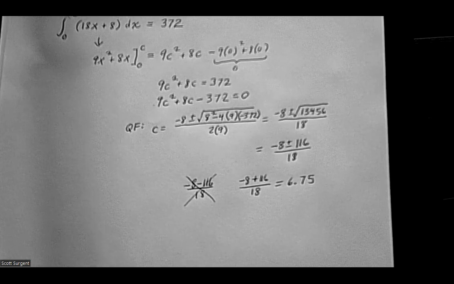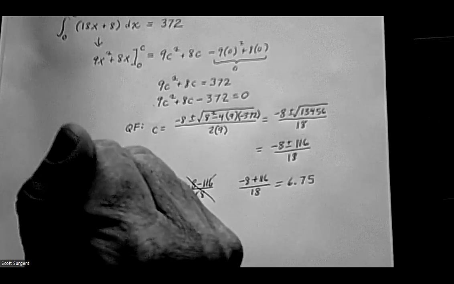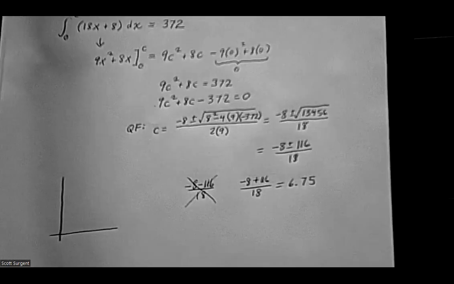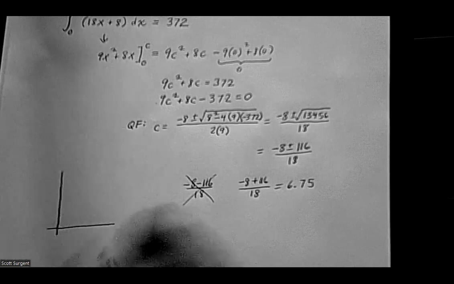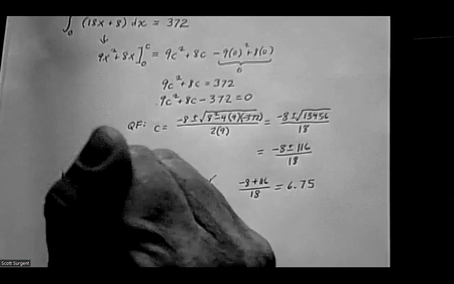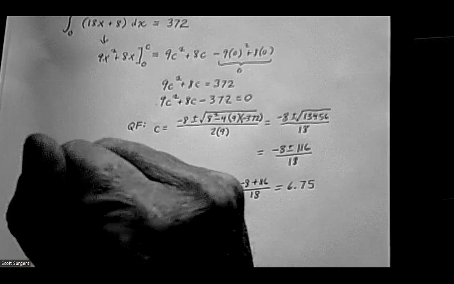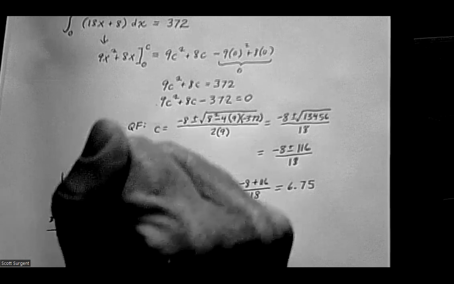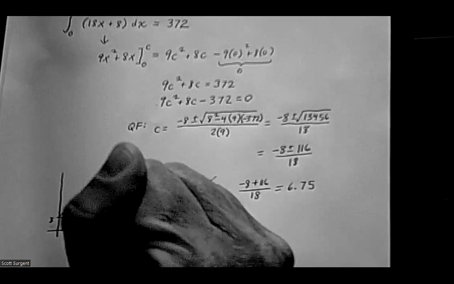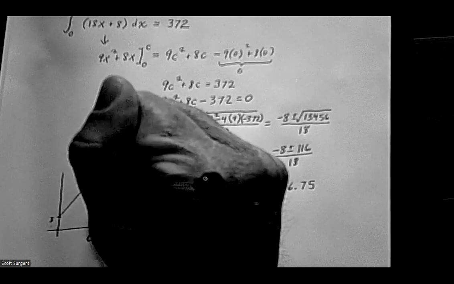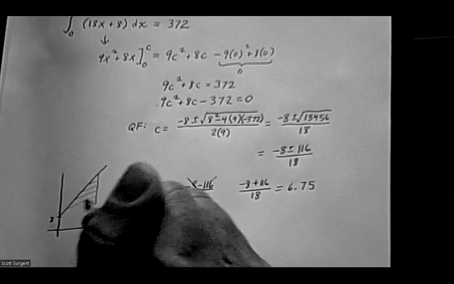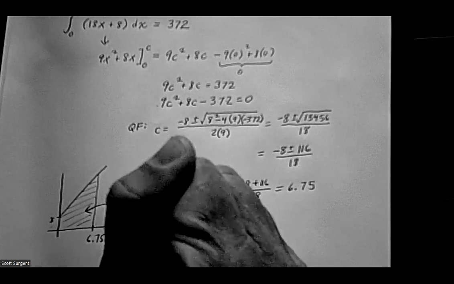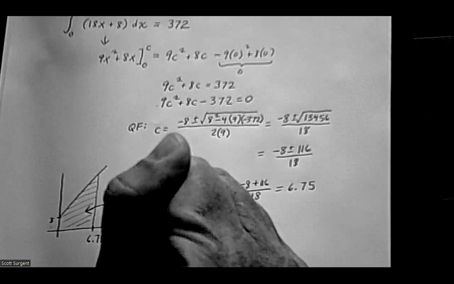I can show you a geometrical way. If you graph the function, it's going to be a line and it's going to pass through 8. And it's going to have a steep slope of 18. So I'm going to kind of fudge it a little bit. It's going to go up like that. Anyway, at 6.75, if you were to integrate from 0 to 6.75, you're going to get an area, a region. That area would be that 372 that was given.